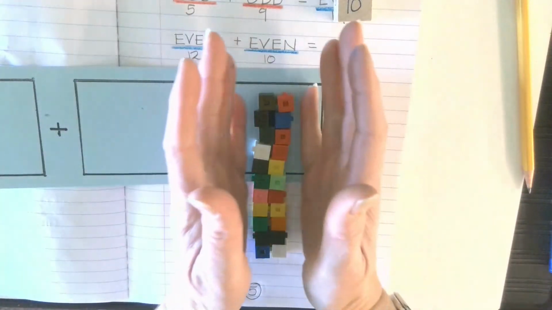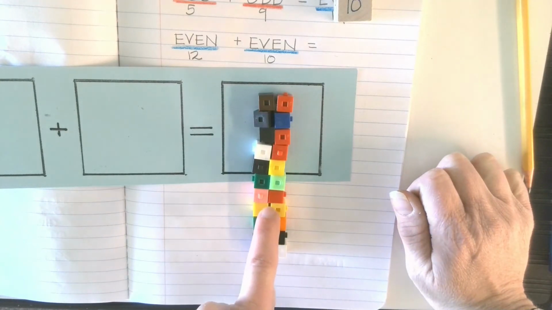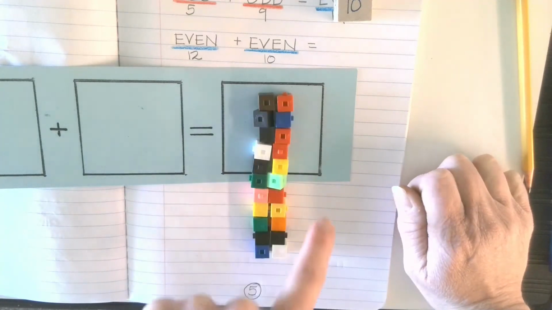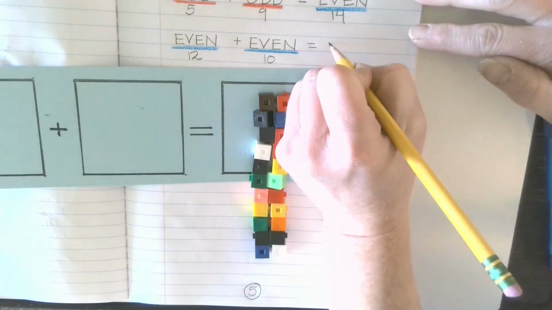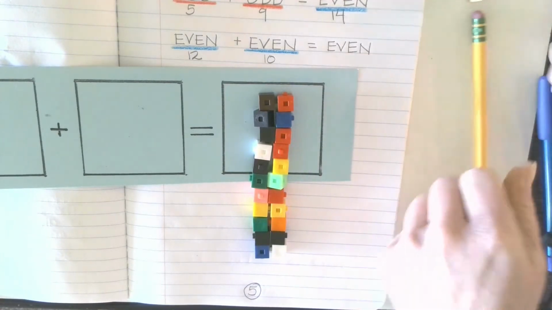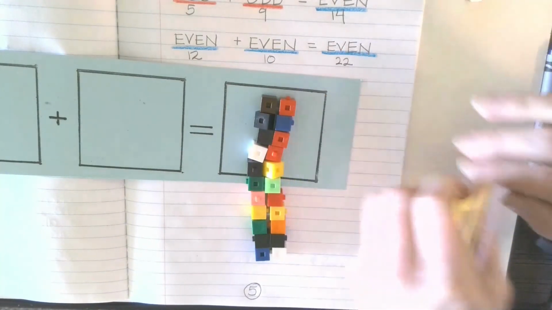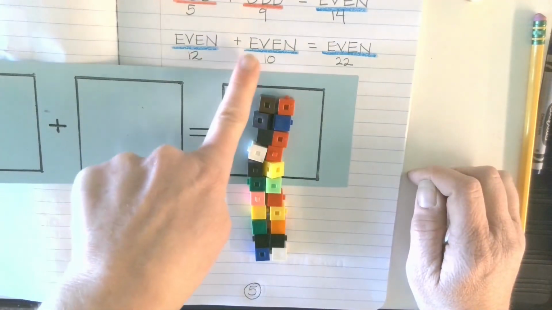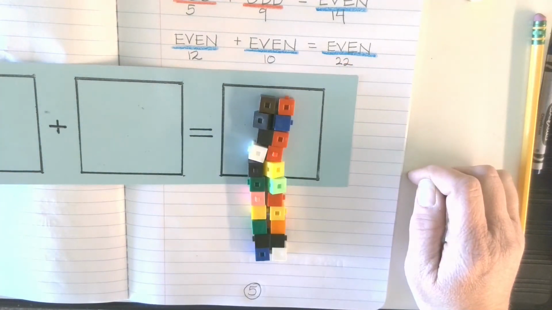Okay, every cube has a buddy. Let's count this up. 2, 4, 6, 8, 10, 12, 14, 16, 18, 20, 22. So my sum is even. It is 22. So I'm going to write even and underline it and put 22. And this will always work. Whenever I have an even plus an even, my sum is always just going to stay even.